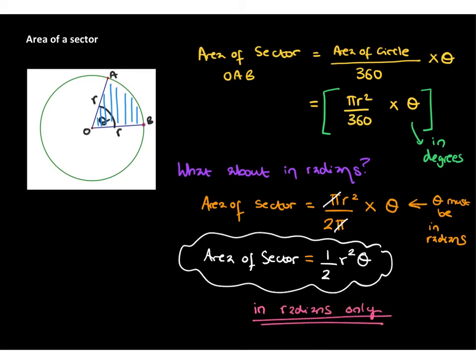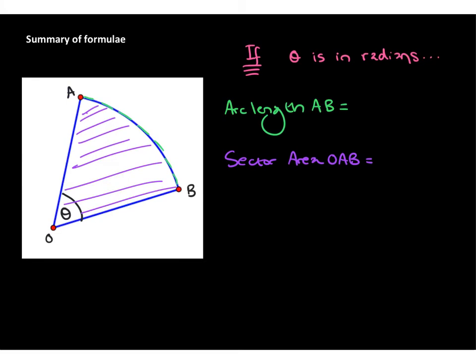So again, make a very clear note of the formula and the fact that we have to be working in radians to use it. To summarise these formulae, if we have a sector and the angle theta of that sector is measured in radians, then the arc length of that sector is equal to the radius of the sector, which we'll call r, multiplied by the angle theta. So arc length AB is equal to r theta.